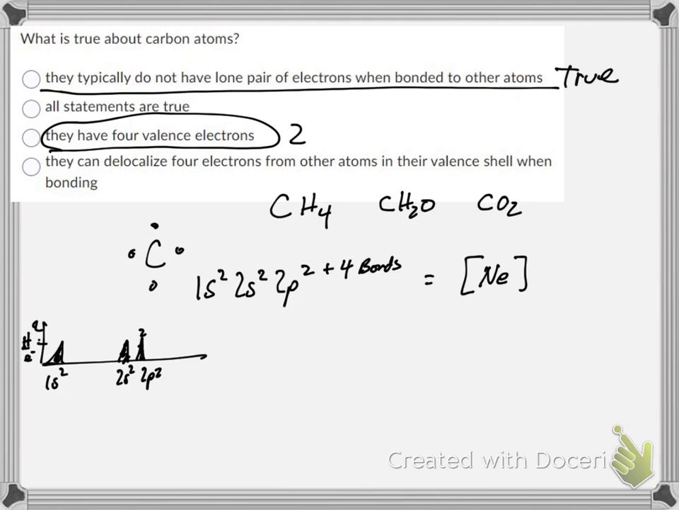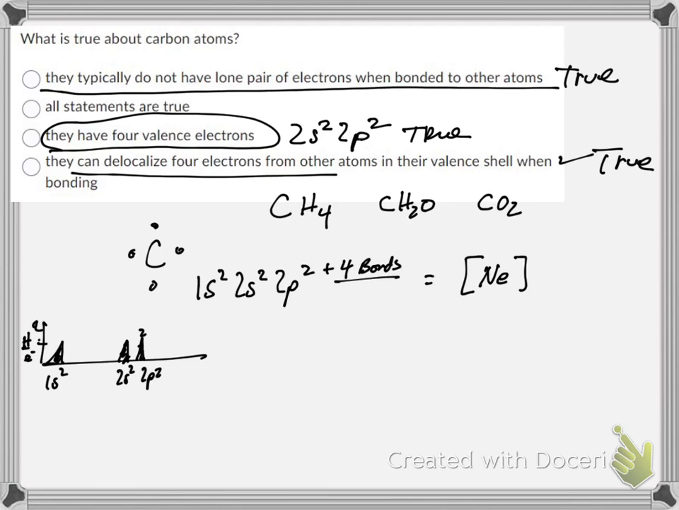All right, so now with that, we can answer the questions. Usually we do not see lone pairs on carbon. That's absolutely true. Have 4 valence electrons. Yes, that's true. 2s2, 2p2. And can delocalize 4 electrons in their valence shell to form 4 bonds. Yes, that is correct. That's how 8 total electrons in the outer shell are obtained. All right, so with that, these are all the questions I received in doing Pop Quiz 10. I think it's a good summary of the questions you should expect to see on Friday.